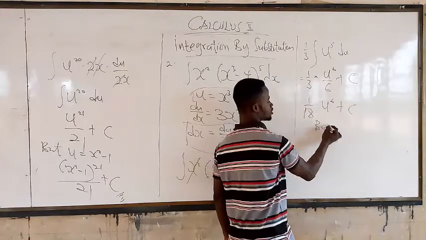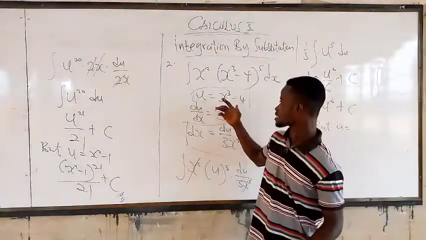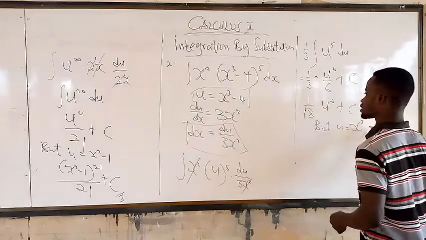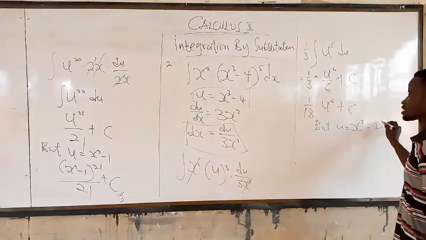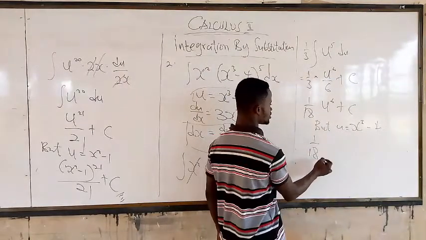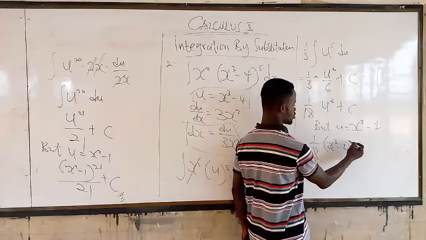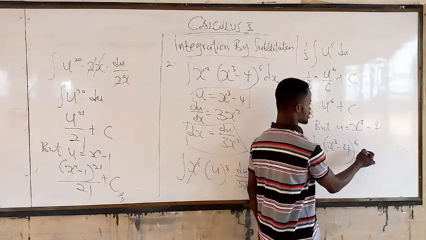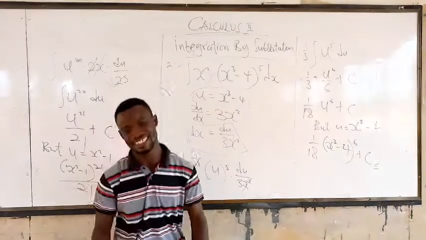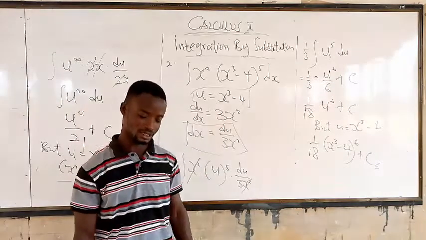But u is what? That is exactly what we have here. So s to the power 3 minus 4. And that is going to give you 1 over 18 times s to the power 3 minus 4, all to the power 6, plus c. And that is your final answer. In fact, it's not difficult. I love calculus. You see how it is? Alright.